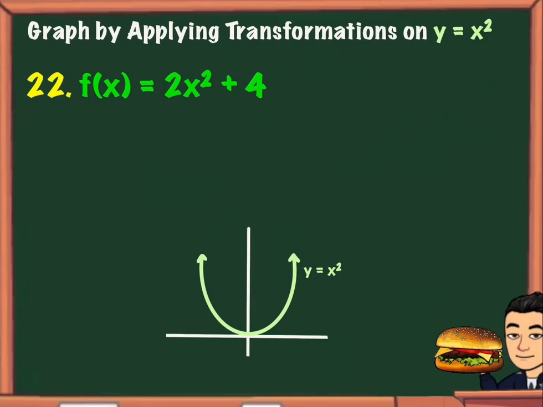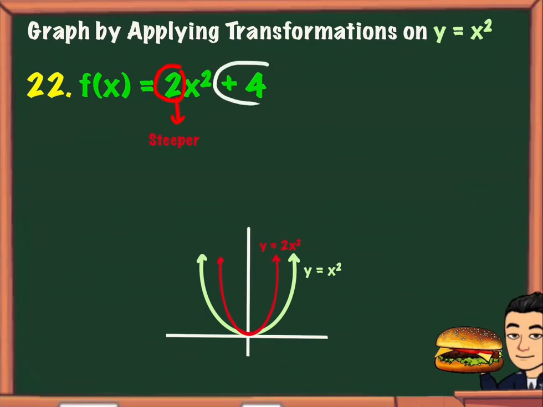So here we are, we got y equals x squared. This is the parent function. So let's look at the coefficient of x squared. This is going to be steeper. Now you see that y equals 2x squared is going to be narrower and steeper than the parent function.